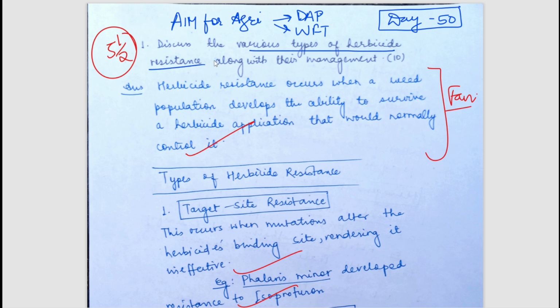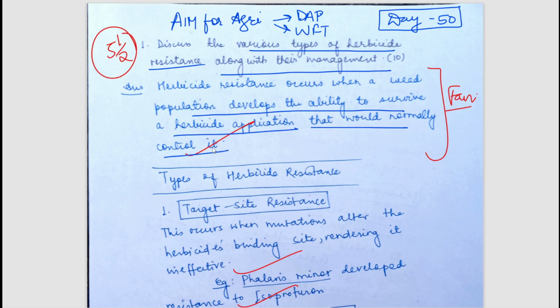The first question is, discuss the various types of herbicide resistance along with their management. So what are the various types of herbicide resistance and how can they be managed? We all know what herbicide resistance is. Suppose there is a herbicide which is able to kill a weed, but after some time the weed develops resistance, and the same herbicide which was previously used to kill that weed is not able to kill it now. So it occurs when a weed population develops the ability to survive a herbicide application that would normally control it. This is what herbicide resistance is, and I hope you all know what this is.